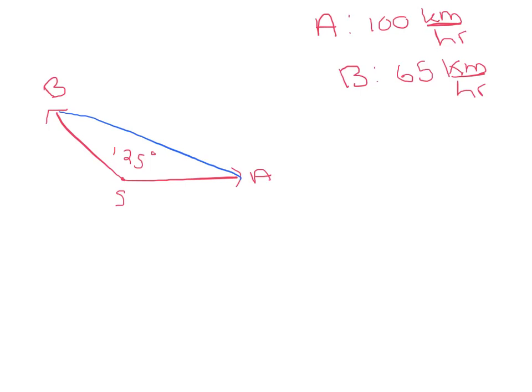So the first thing we need to figure out is we have one angle. We need more information in our picture. We know that train A is going 100 kilometers per hour, and it's been traveling for 2 hours. So this side should be 200 kilometers. Train B has been traveling at 65 kilometers per hour for 2 hours. So that's 130 kilometers. And what we're looking for is this side, we'll call S because I called the station S.